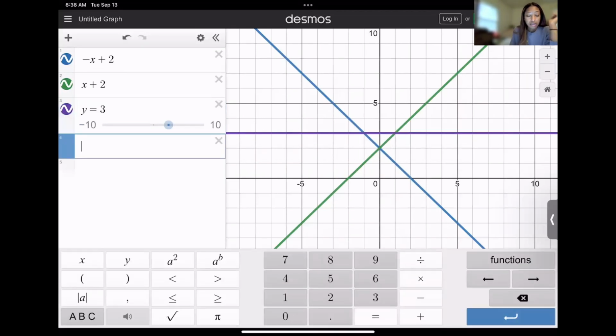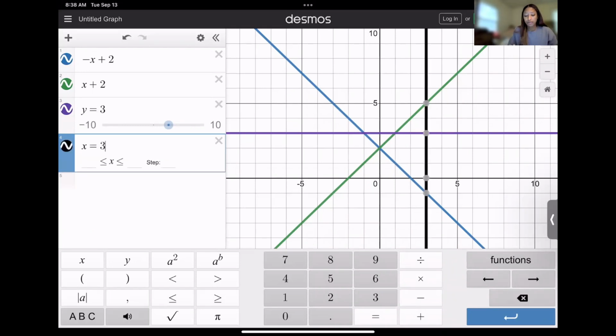Okay. And then sometimes your delta x will be 0. But remember, when we compute the slope, it's delta y over delta x. And if our denominator is 0, that's a problem. That means that our slope is undefined. When we have an undefined slope, that gives us a vertical line. So something like x equals 3 would be an example of a vertical line.